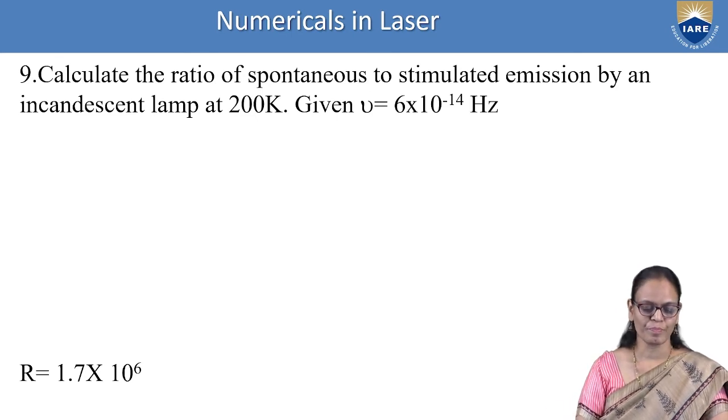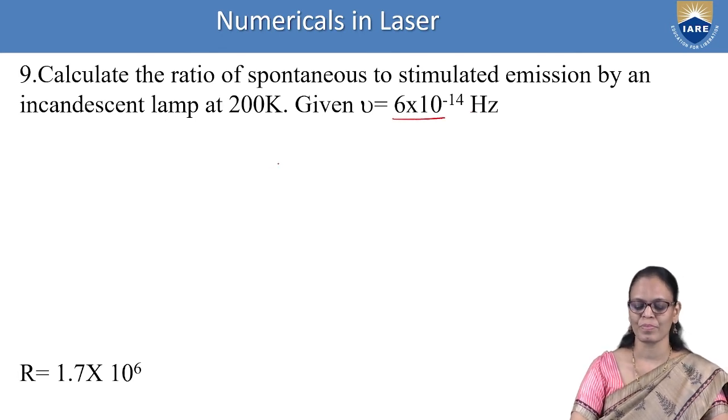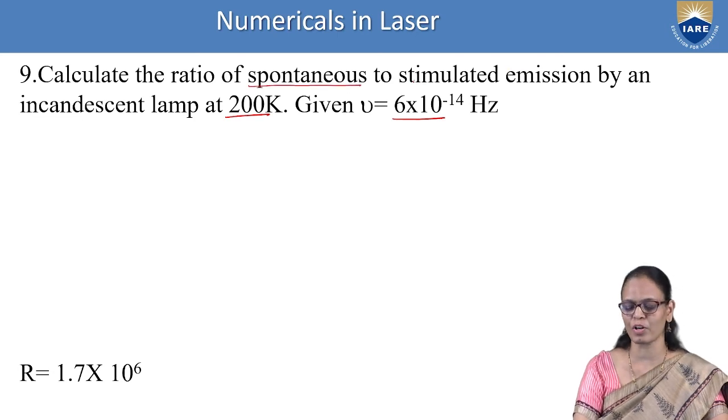Now the next one. Calculate the ratio of spontaneous to stimulated emission by an incandescent lamp at 200 Kelvin and nu is equal to 6 into 10 power minus 14 Hertz. Nu is given, temperature is given. We have to calculate the ratio of spontaneous to stimulated emission. So just let me explain the concept of spontaneous and stimulated emission.